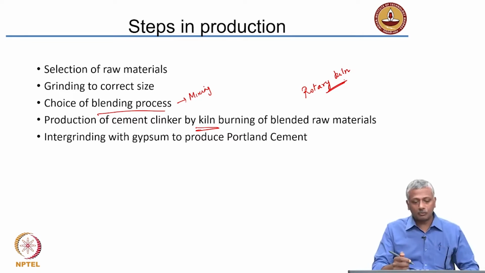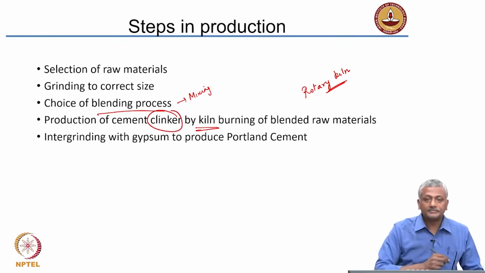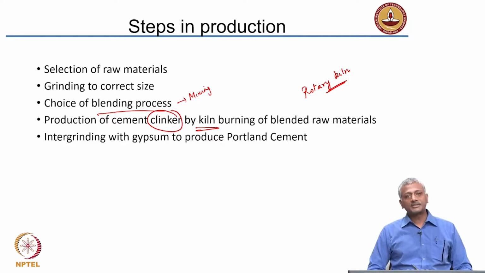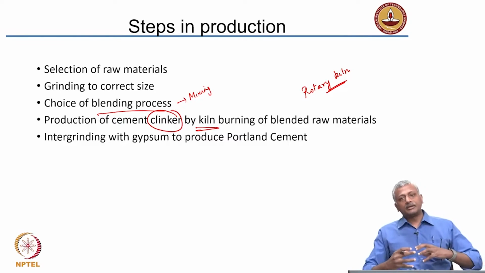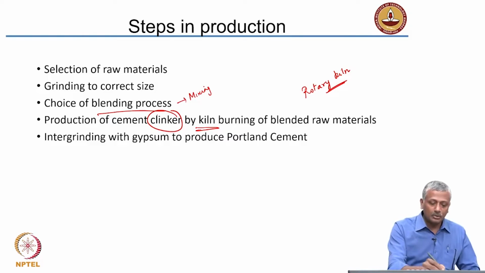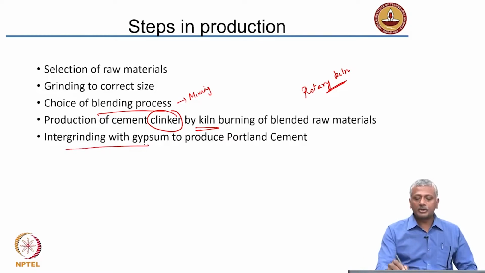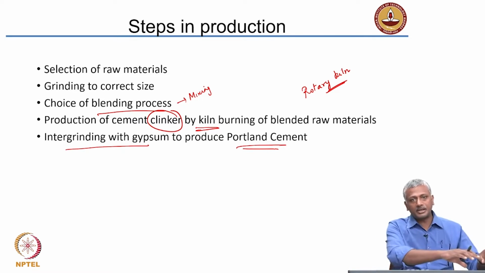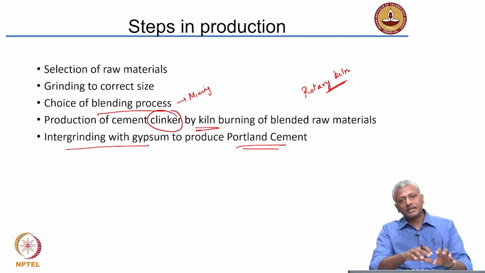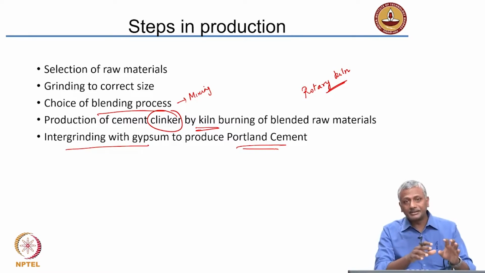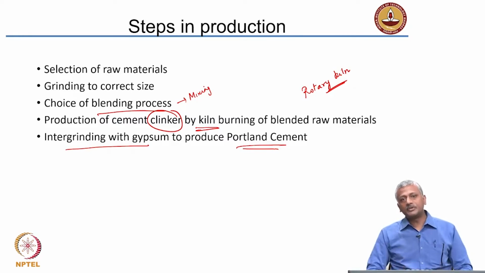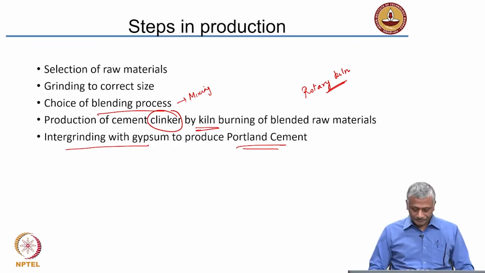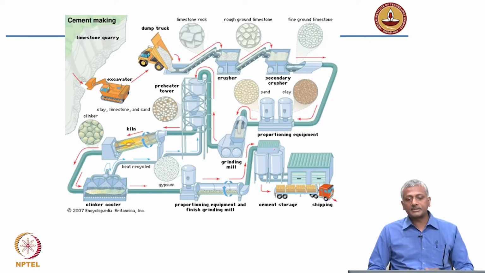That produces what we call clinker. This clinker comes out of the kiln and is then interground with gypsum to produce your Portland cement. Gypsum is not put into the burning process. The material that comes out of the burning process, which is called clinker, is ground together with gypsum to produce Portland cement.